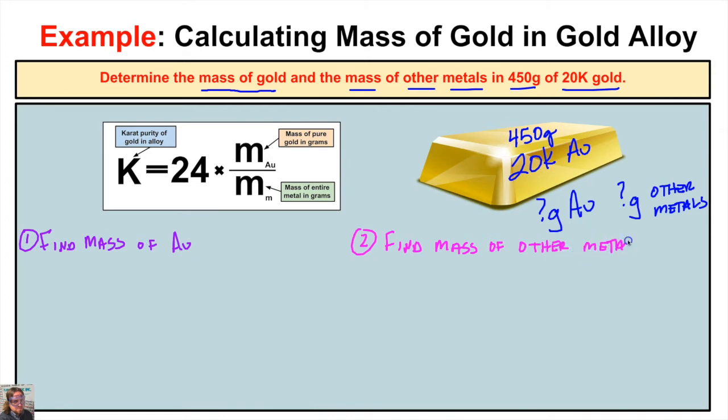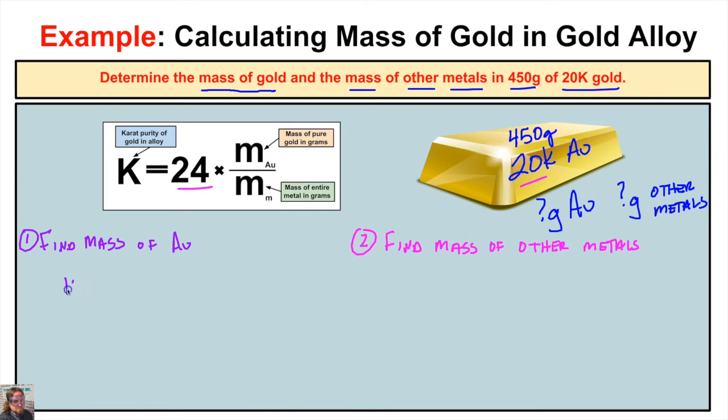Keeping in mind that anything less than 24 karat gold is going to be an alloy, so it is a mixture of gold and other metals, and since we have 20 karat gold here, it's a mixture of gold and other metals. So let's go ahead and first find the mass of gold here. To get the mass of gold, we have to use this formula right here, and we have to use some algebra to manipulate this formula.